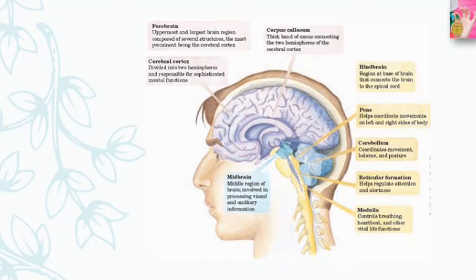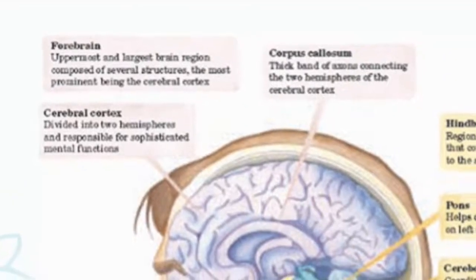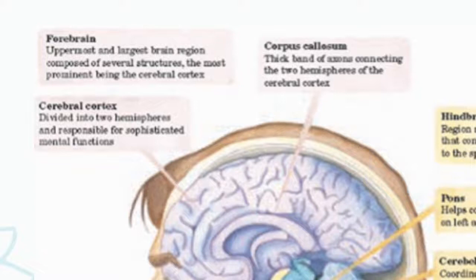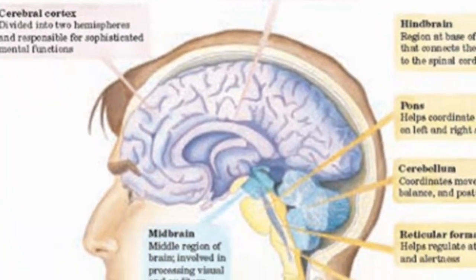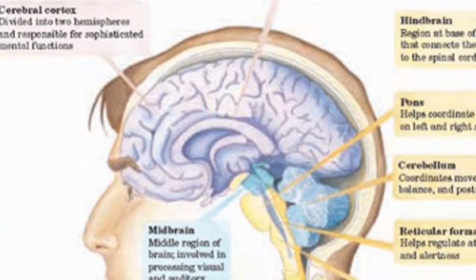Okay, now let's come to this picture. As I have discussed the forebrain and the cerebral cortex, and then I discussed the midbrain and hindbrain. So forebrain is basically, as you can see in the picture, the uppermost and largest brain region composed of several structures, the most prominent being the cerebral cortex. Now, the cerebral cortex is divided into two cerebral hemispheres and is responsible for sophisticated mental functions. Whereas this part of the brain is the corpus callosum, which is a thick band of axons connecting the two cerebral hemispheres of the cerebral cortex.